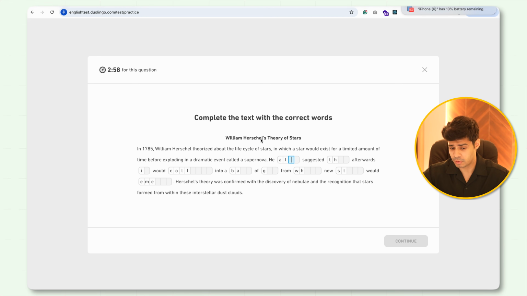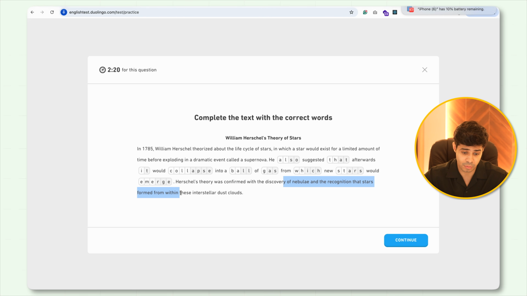All right. William Herschel's theory of stars. In 1785, William Herschel theorized about the life cycle of stars, in which a star would exist for a limited amount of time before exploding in a dramatic event called a supernova. He also suggested that afterwards it would collapse into a ball of gas from which new stars would emerge, probably. Herschel's theory was confirmed with the discovery of nebulae and the recognition that stars formed from within these interstellar dust clouds. Okay, that's very interesting.